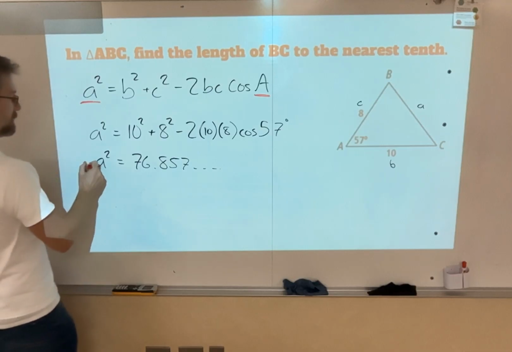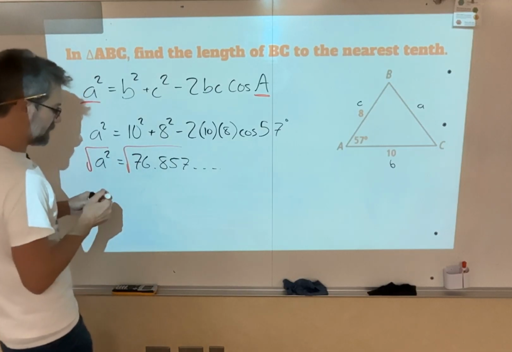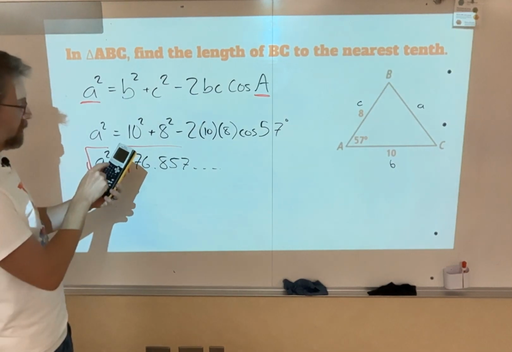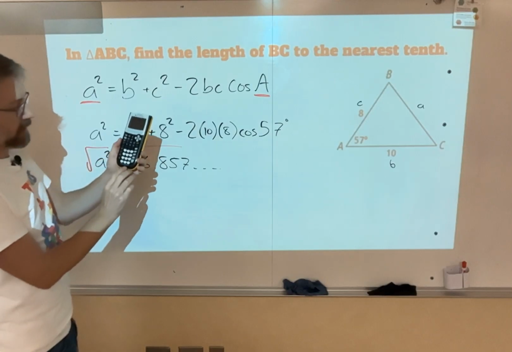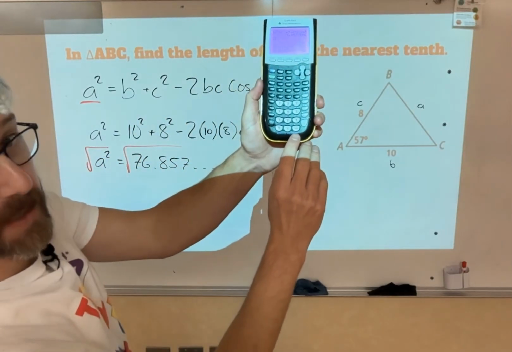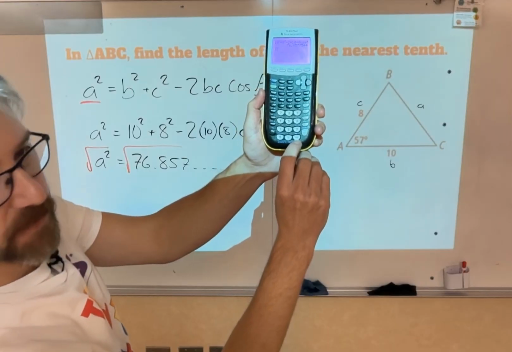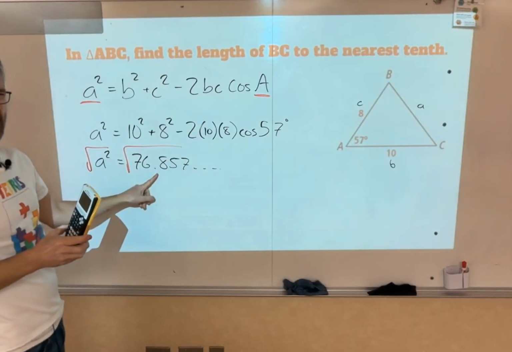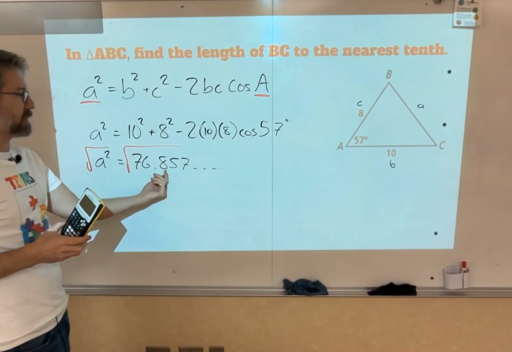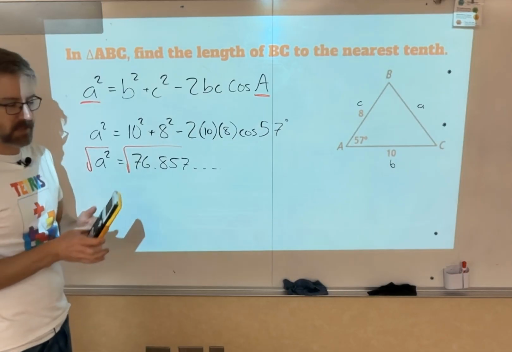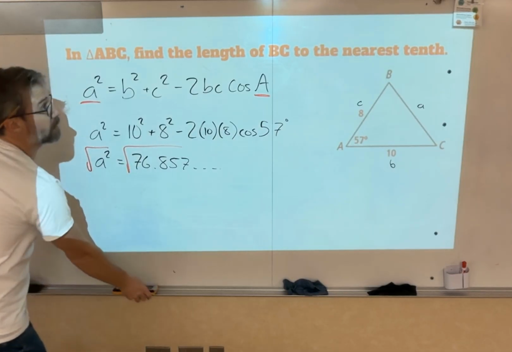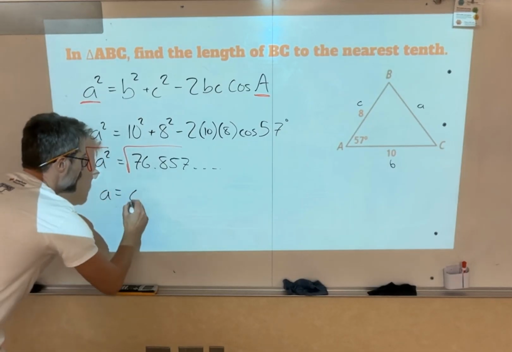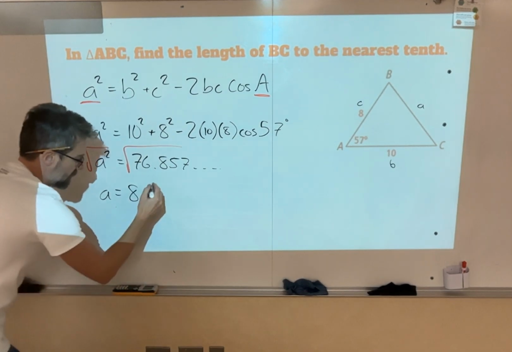Now, I don't care what A squared is. I need to figure out what A is, so I'm going to take the square root of both sides. And if you really want to be accurate with this, we'll do second and then the square root button. And then where the negative button is here, there's a little blue ANS on it. That's for answer. So I can do second and that negative button, and it plugs in this answer for me without any rounding. Now, to be honest, I could round this to 76.9, I could round it to 76.86, and then take the square root of that, and I'm going to get pretty much the same thing. All right, we're rounding to the nearest tenth, so we are going to say that A is equal to 8.7668, so we'll round that to 8.8.